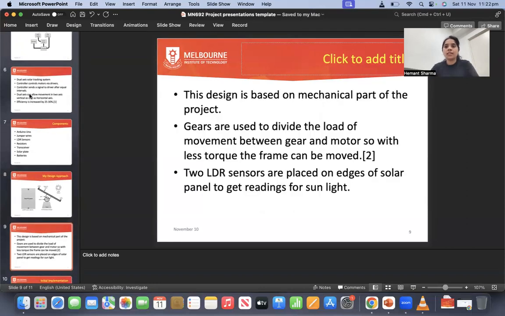This design is based on the mechanical part of the project. We are using gears to divide the load movement between the gear and the motor, so with less torque the frame can be moved. Two LDR sensors are placed on the edges of the solar panels to get the readings of the sunlight.